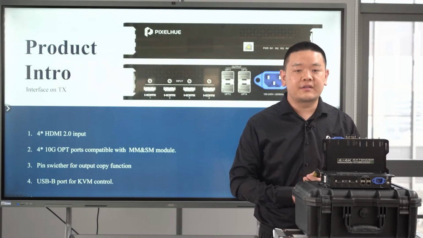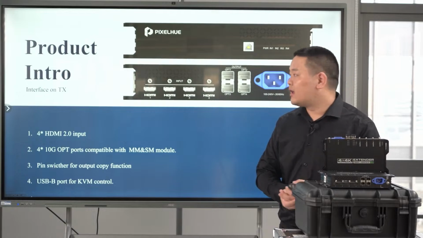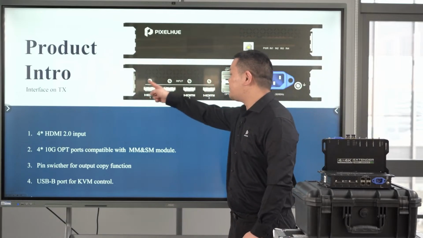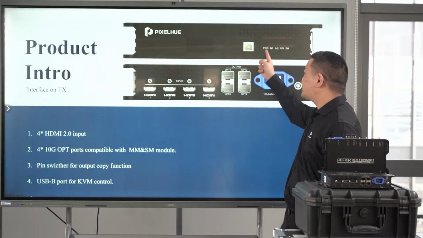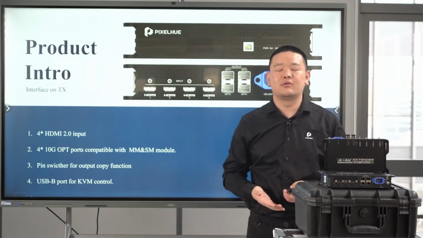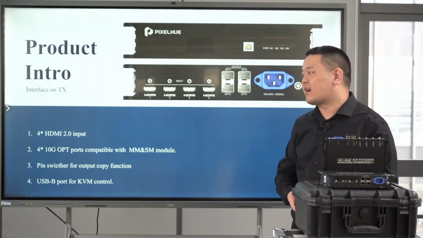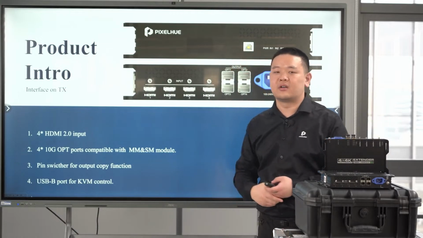So then let's check the hardware in here. And yeah, here are the 4 HDMI inputs. Here is the optical output. And here is the USB-C port. This one is actually used for the KVM signal feedback to the computers.